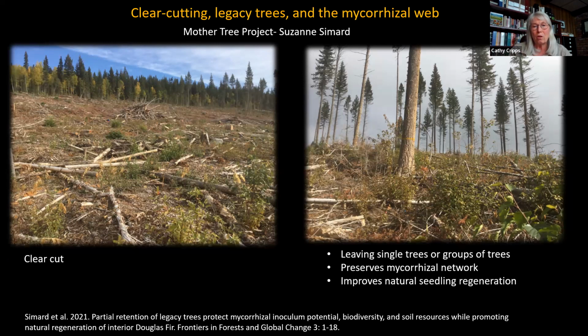And she has shown that it does improve natural seedling regeneration. And in her papers down below, she actually has actual numbers for her system. I think she was working with Douglas fir, and she has the actual numbers of trees per hectare that she would leave to maintain that mycorrhizal web. So some of the forestry practices are beginning to be shifted up in British Columbia. Of course, there's also resistance to that as well, but she has some pretty solid research that she's shown.